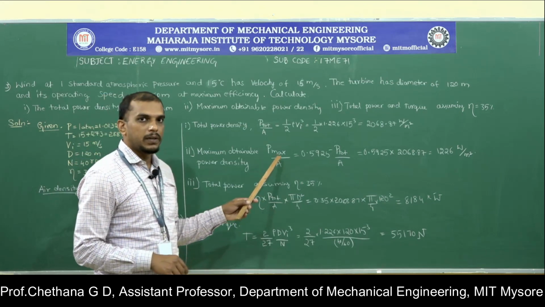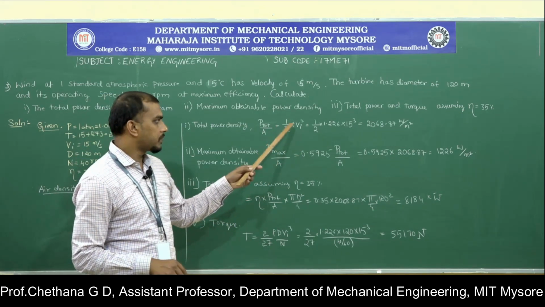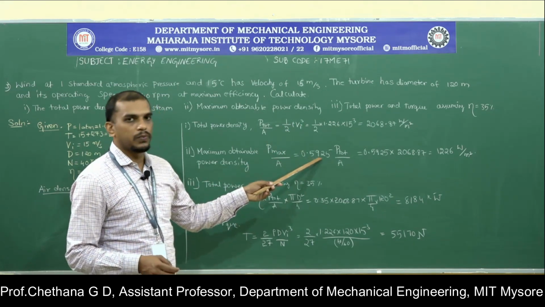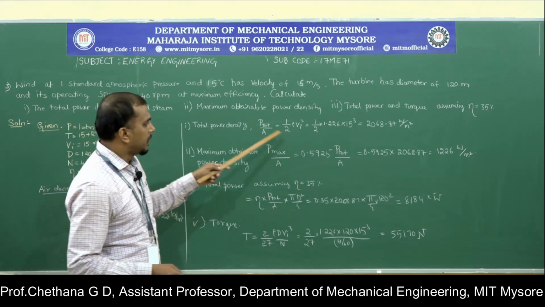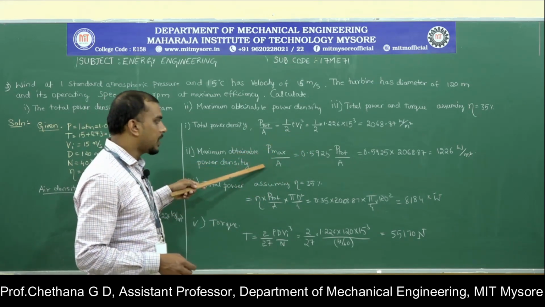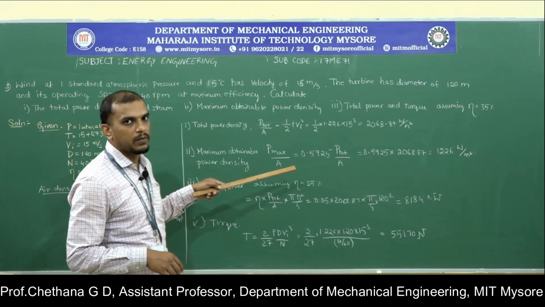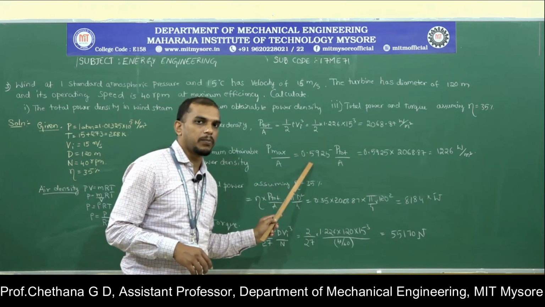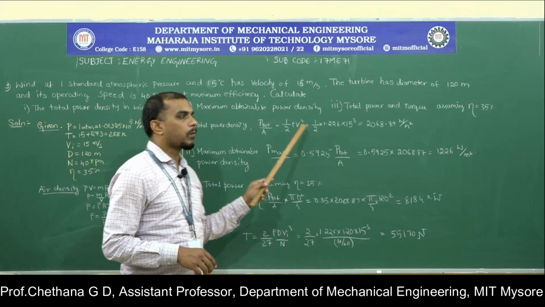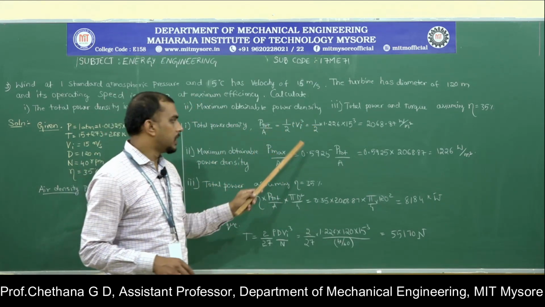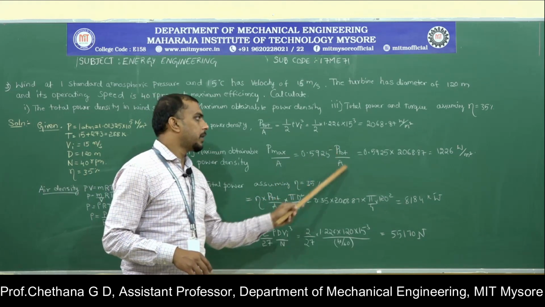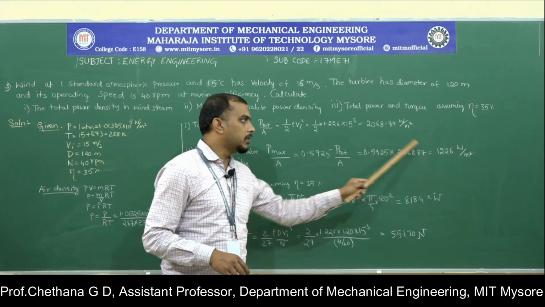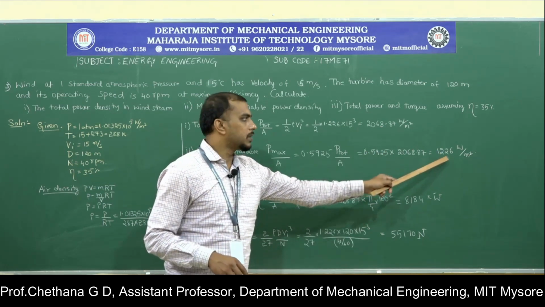Next is maximum obtainable power density. We have derived the equation for this, 8 by 27 into rho Vi cube, or 8 by 27 is nothing but 0.5925. So, this is the derived equation. This is what is available in the wind, and what is maximum obtainable from that wind power is given by only 59% of the total power available in the wind. So 0.5925 into P total by area, which we have got here. So 0.5925 into this value, you get 12226 watt per meter square.